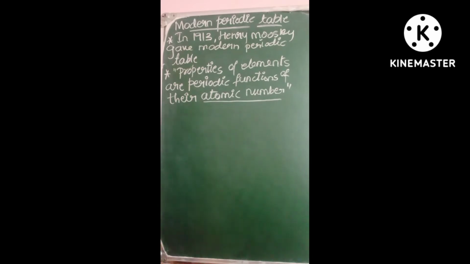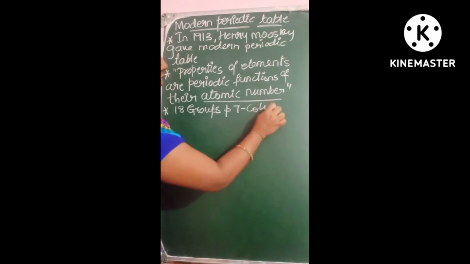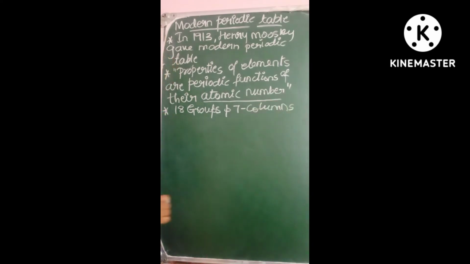Then he also gave the modern periodic table. In the modern periodic table, we have 18 vertical groups and 7 periods. This is the case for the modern periodic table.